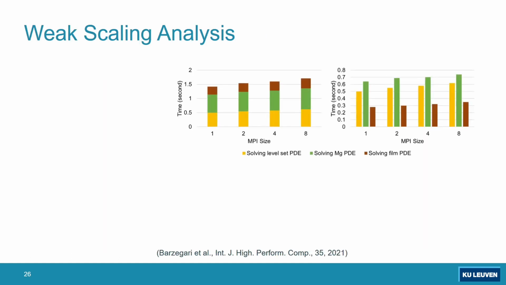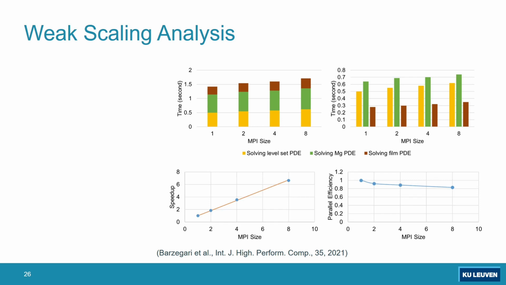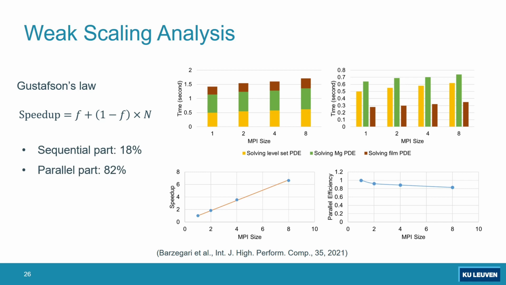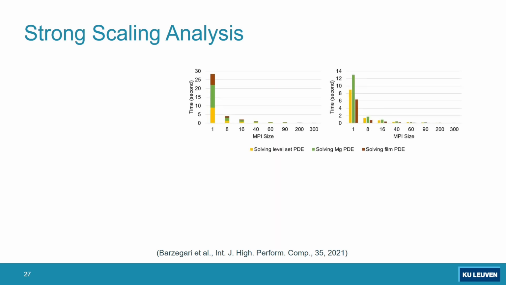So for the weak scaling, these are the results for simulations on, for example, a demonstration that you saw in a previous slide, and these are the speedup and parallel efficiency computed for each simulation. And using Gustafson's law, we were able to correlate the speedup to the parallelized portion of the code, and according to this, 82% of the implementation was capable of being parallel. And also for strong scaling, these are the results that are run up to 300 cores.